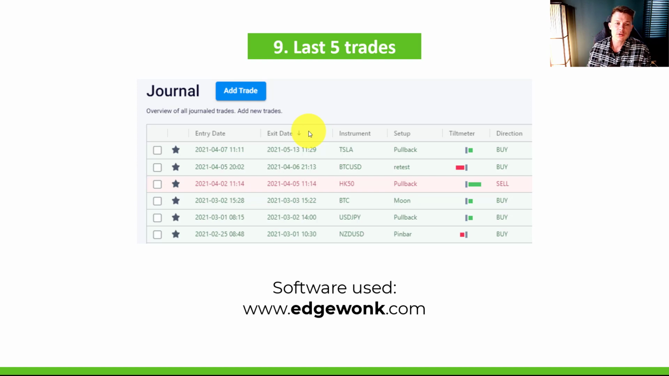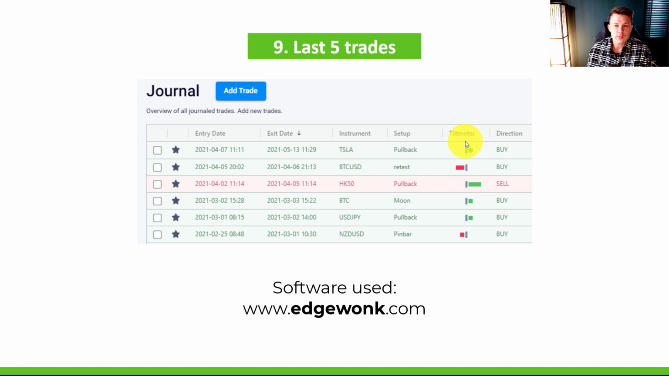And that's very important to understand before you start your trading day so that you are not becoming victim of bad trading decisions. So look at your last 5 trades in EdgeWonk and look at, first of all, the outcome, but also look at the tilt meter. The tilt meter shows you, have you respected your rules on your last 5 trades? In this case, you can see a green tilt meter means yes, you did respect the rules, and a red tilt meter means you didn't.